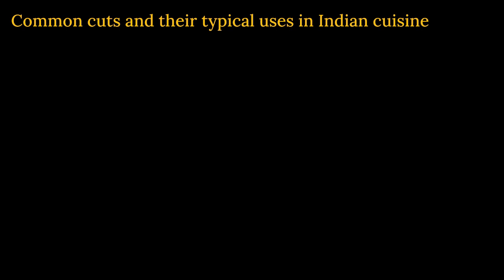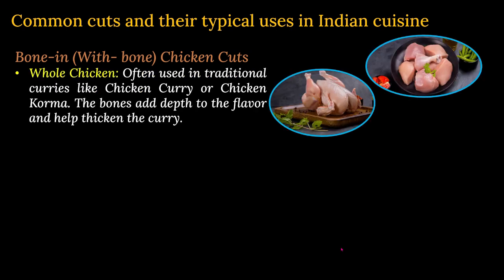Now, common cuts, especially for Indian cuisine, and their typical uses. Let us look at those cuts as well. Now we are getting two different kinds of cuts categorically. One is bone-in, or with-bone chicken cuts, which we also internationally call bone-in cuts. Under that, what do we get?